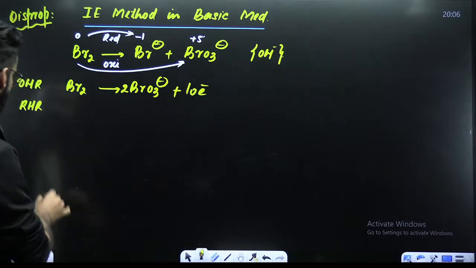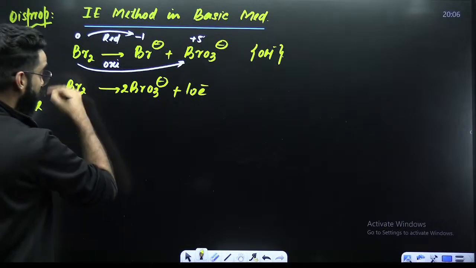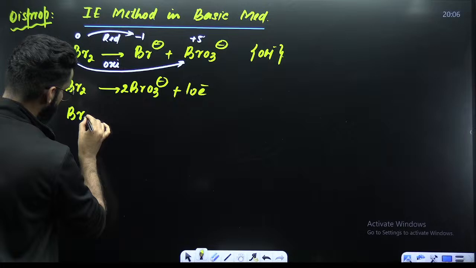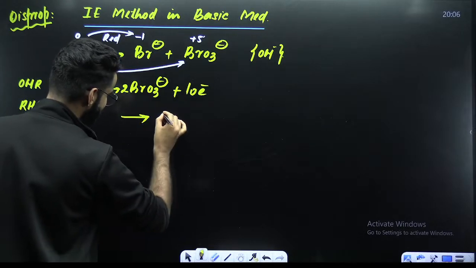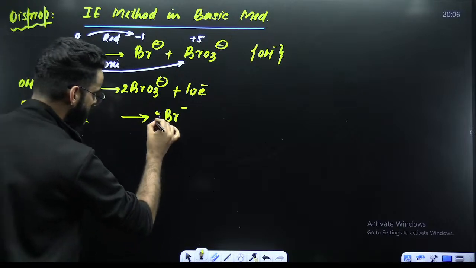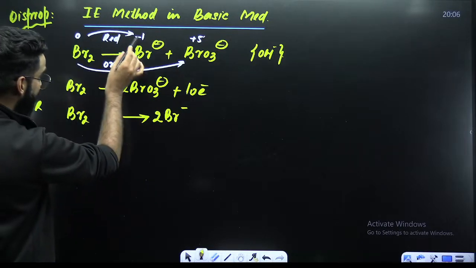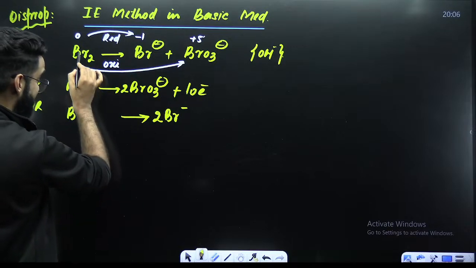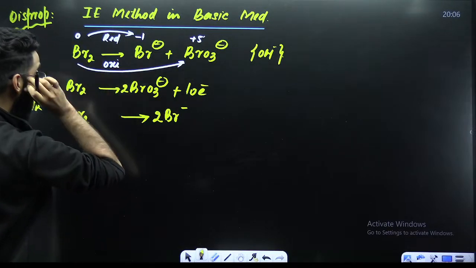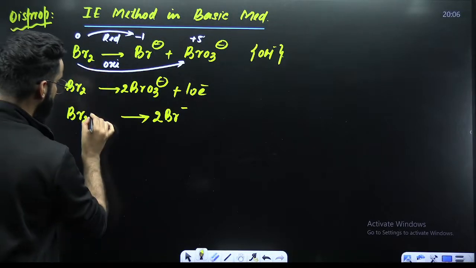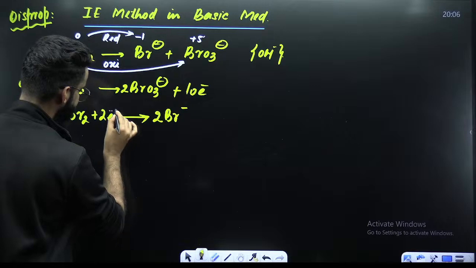Point number 2. Reduction. During reduction, what is happening? Br2 is getting converted into Br negative. So if this is 2 Br, make it 2 Br negative. Now, since 0 to -1 means decrease, decrease means reduction, gain of electrons. So Br2 will be gaining some electrons, then getting converted into Br negative. How many? 0 to -1, the change is 1 for 1. I have 2, so it will be gaining 2 electrons here.